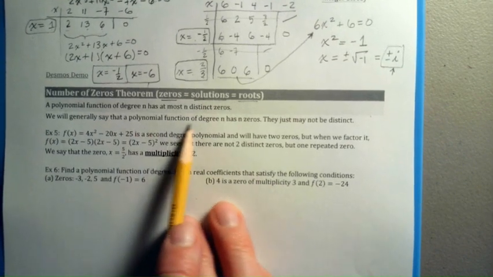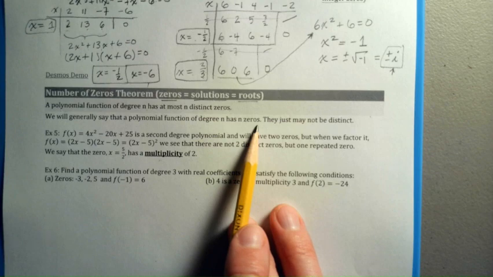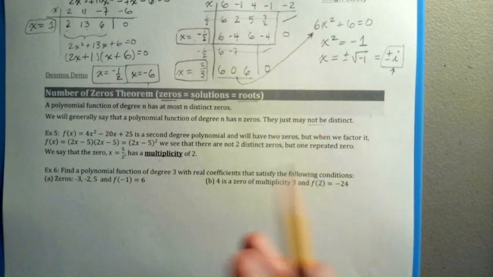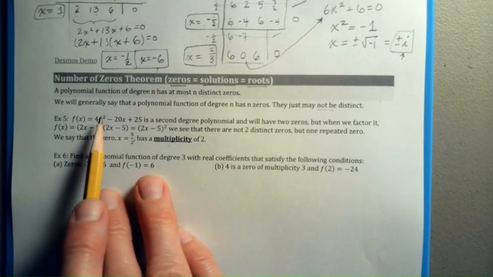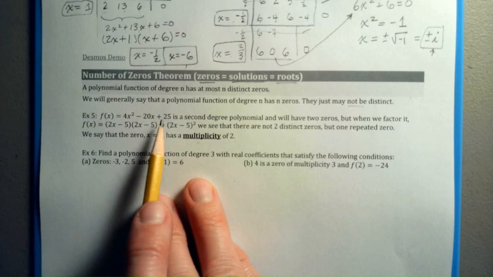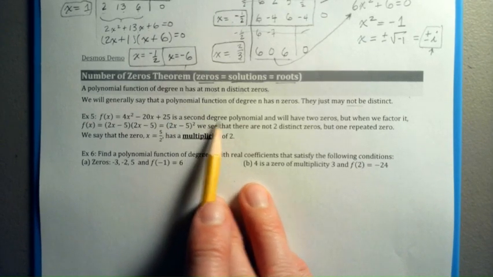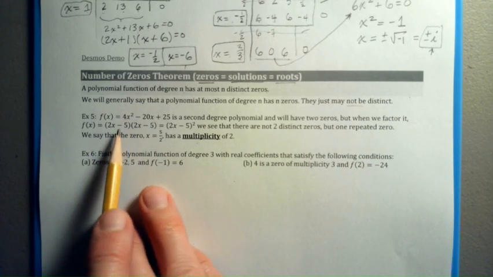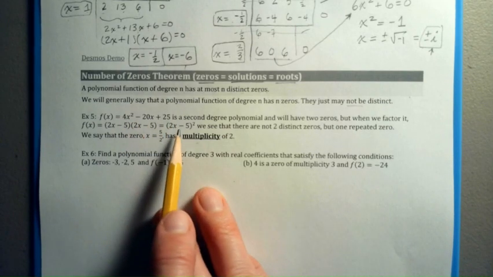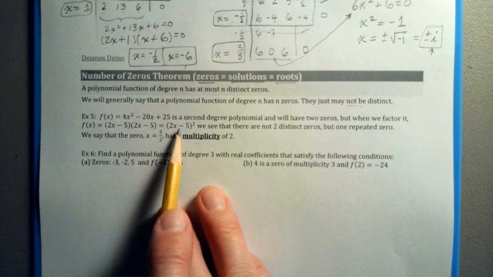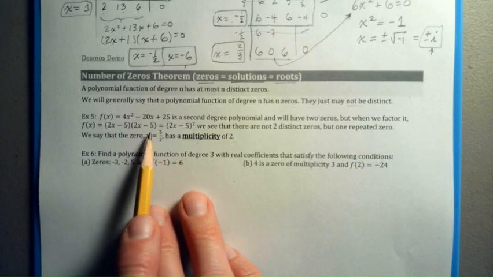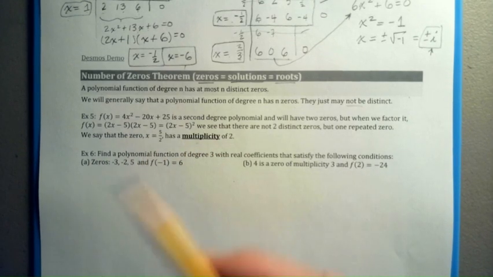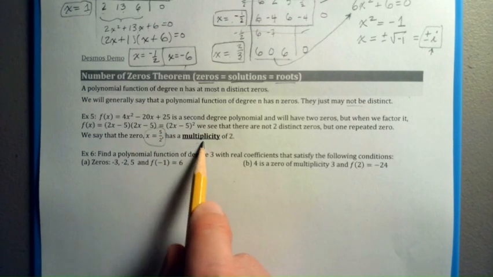We will generally say that a polynomial function of degree n has n zeros. However, they just may not be distinct. They might be repeated. So for example, if we look at number 5, 4x squared minus 20x plus 25 is a second degree polynomial, and so it should have 2 zeros. But when we factor it, you see that it's a perfect square trinomial, right? So it's 2 binomials, or really we write it as 1 binomial squared. So we know that this gives us what? One of the solutions, if we set that equal to 0, is x equals 5 halves. But they're both the same, right? Both binomials are the same. So as it turns out, it's not 2 distinct zeros. It's 1 zero that has a multiplicity of 2.